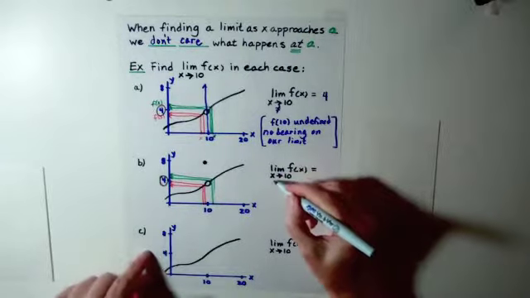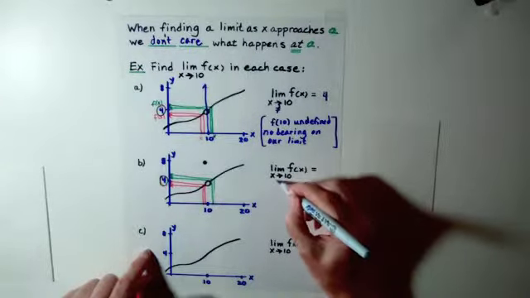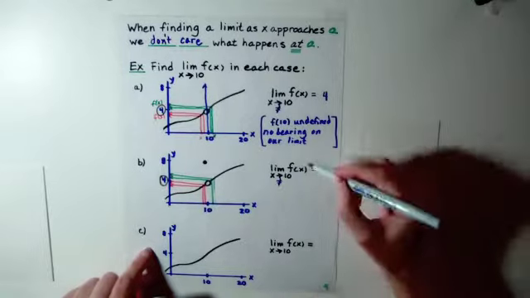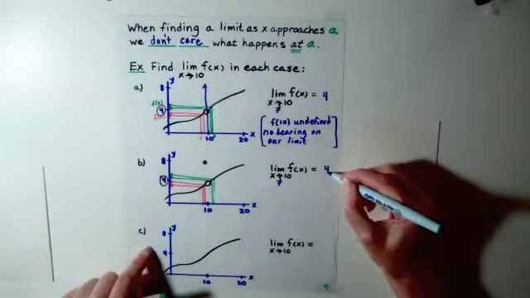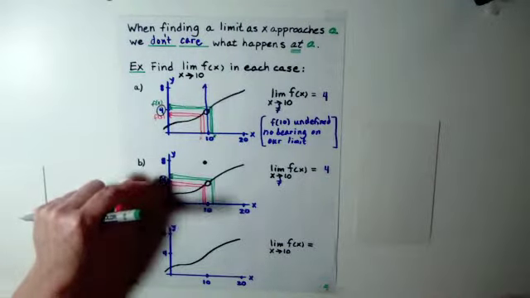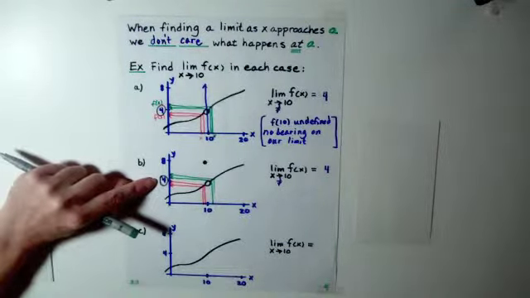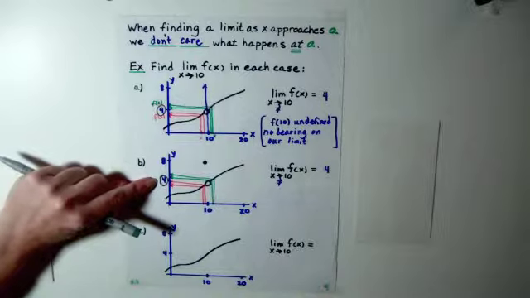Remember, for the limit, we only allow x to approach but never quite equal 10, and the limit of our function f of x would still be equal to the number 4. The outputs are still getting closer and closer to the single number 4 on the y-axis.